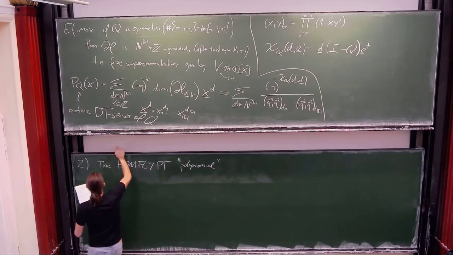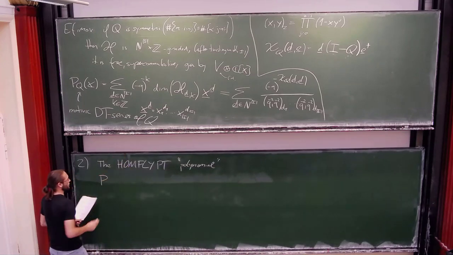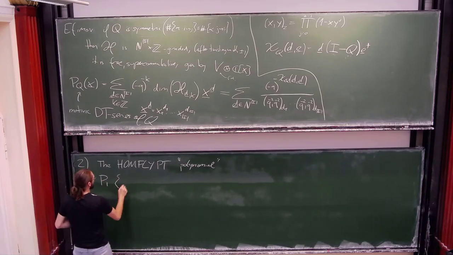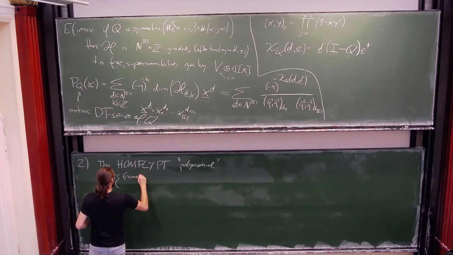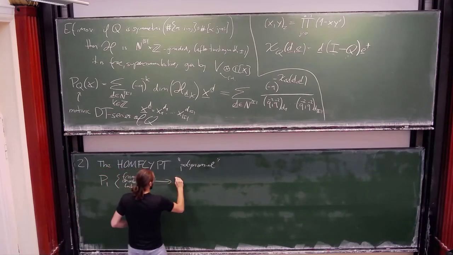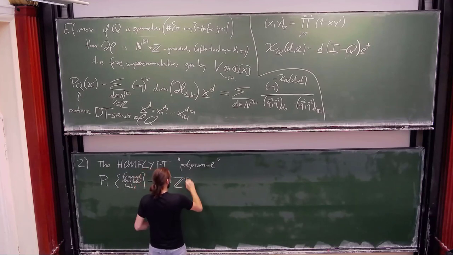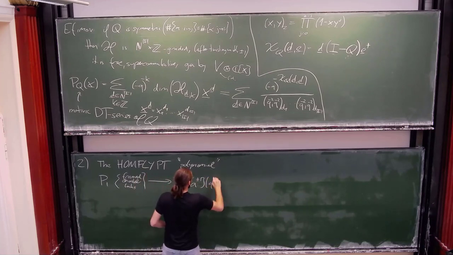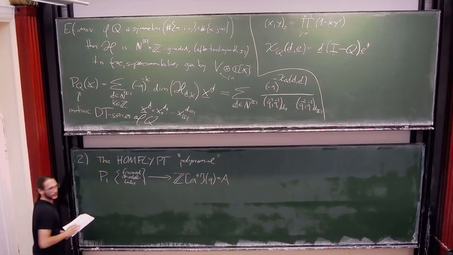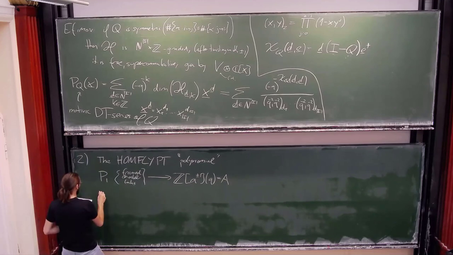So its most basic version, the uncolored version, P1, this is a function that takes framed oriented links in R3 or S3 if you want, to elements of the following ring, Laurent polynomials in A and rational functions in q. Let's call this ring A. And this function is completely determined by local skein relations.